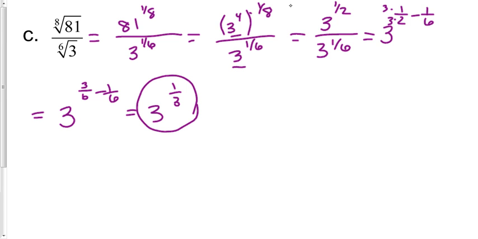Power to a power, we multiply. When you divide two like bases, you can subtract their exponents. And then finally, we worked it down into 3 to the 1/3 power. This is also equivalent to the cube root of 3. So either way you want to write your answer is fine with me.